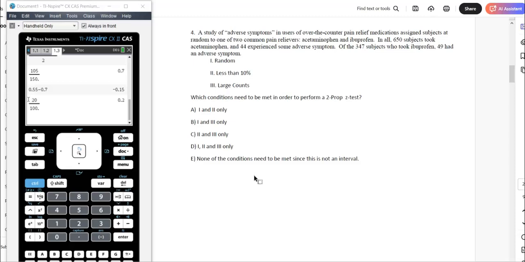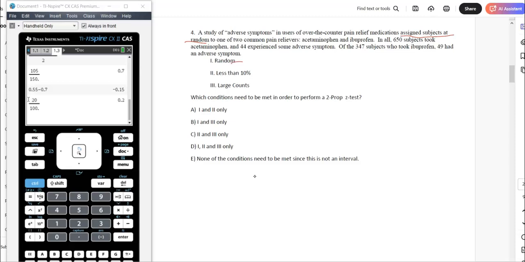A study of adverse symptoms in U.S. users of over-the-counter pain relief medications assigned subjects at random. So random assignment, which means this is an experiment. One of two common pain relievers: you either get the acetaminophen or the ibuprofen. In all, 650 subjects took the acetaminophen, and 44 experienced some adverse symptoms. And then 347 subjects took the ibuprofen, 49 had adverse symptoms.